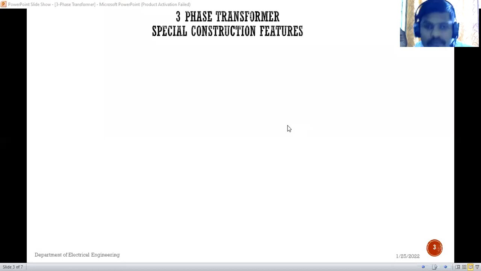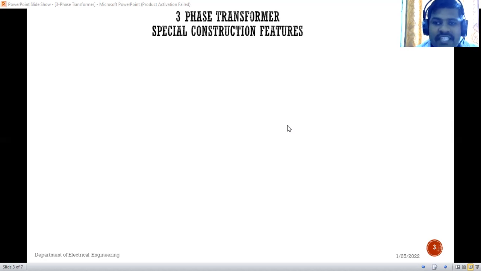Okay, now today we will discuss some special construction, or some of the construction part related to three-phase transformer, and how it can be constructed, whether it is similar to that of a single-phase transformer or whether it is different.